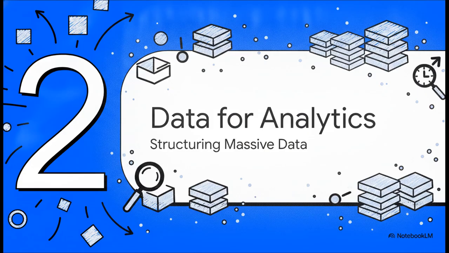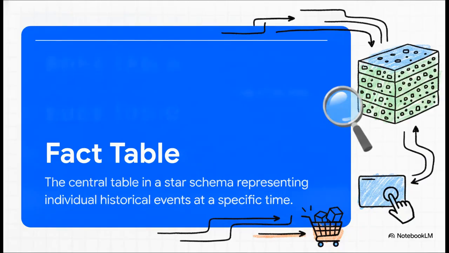Section 2. Structuring data for analytics. As applications scale up and businesses start needing complex analytics across massive data sets, those operational transaction-focused models we just talked about, they hit a wall. And that leads us to specialized data warehouse structures optimized entirely for massive, fast read operations.